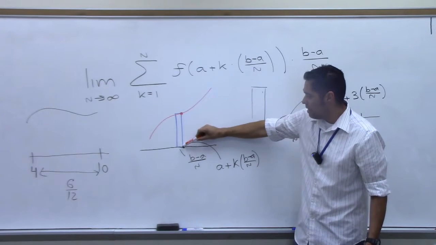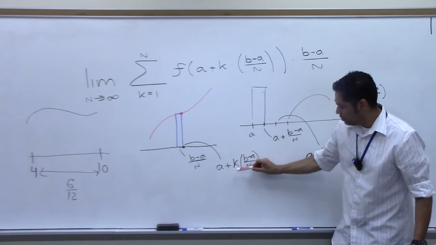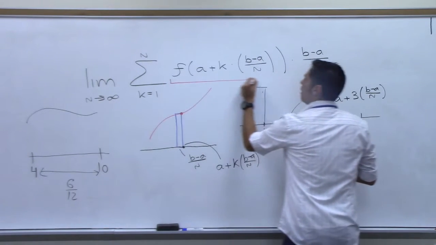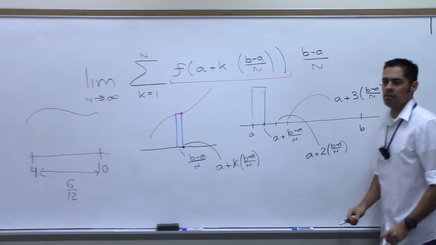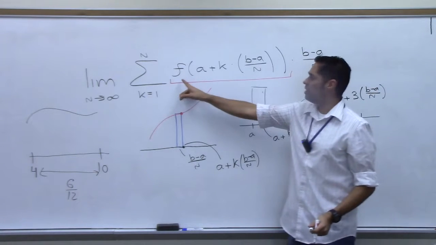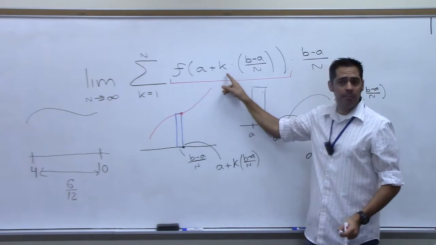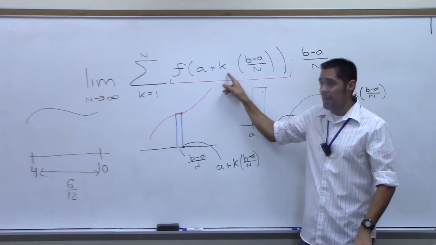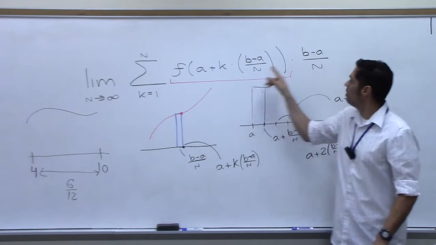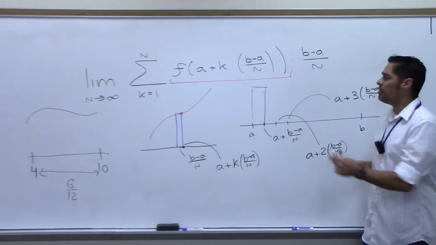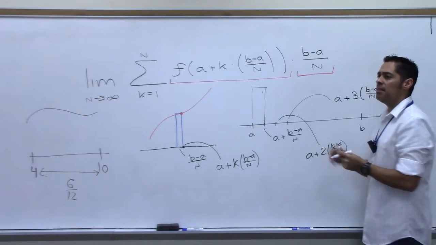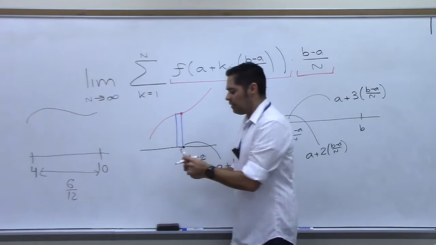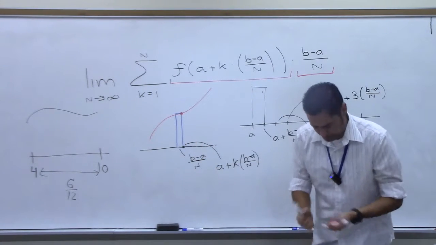Well, what's the point that I need to plug in? This one, right? That's this. You see that? That's the function with the right endpoint of the rectangle plugged in. That's the height times the width. The width never changes, does it? The only thing that changes is that you first want to get the first rectangle. Let me put this all together.